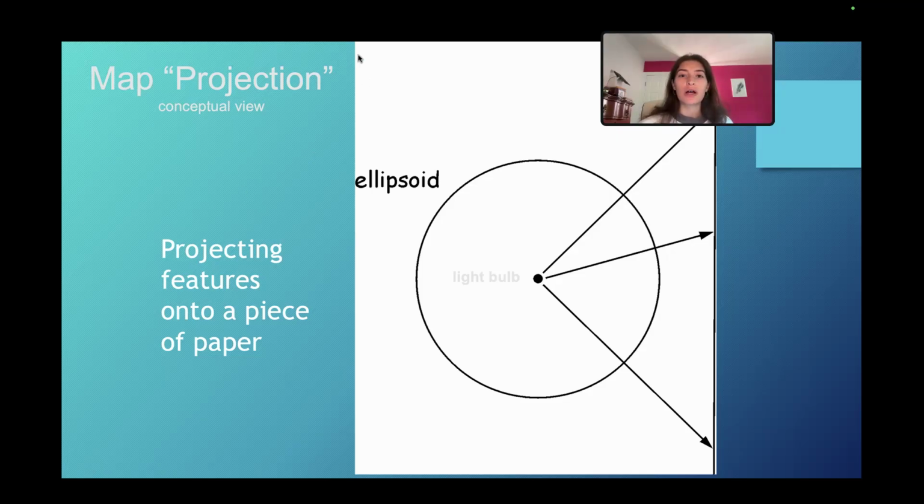So this is a visual of a projection, right? Projecting features onto a piece of paper here. So this is our ellipsoid, our light bulb is right there, and then this is kind of that flat piece of paper.